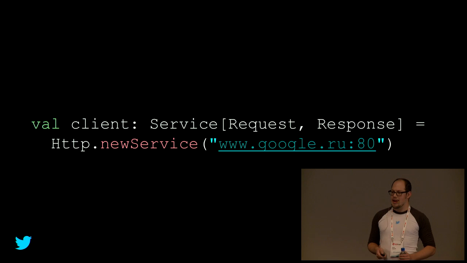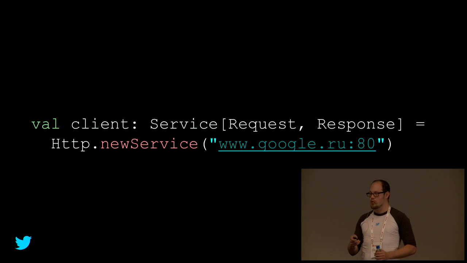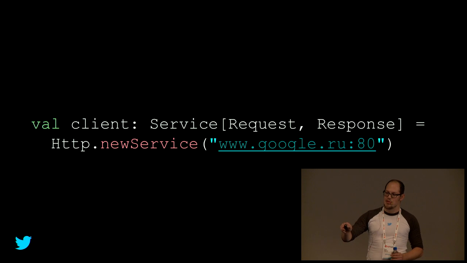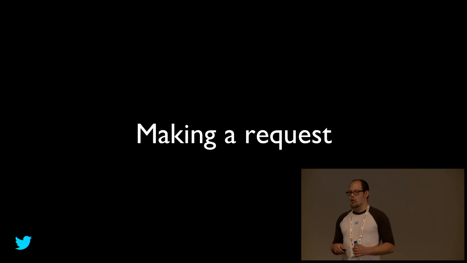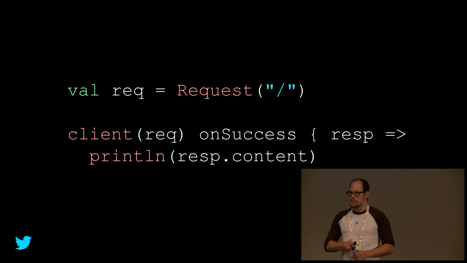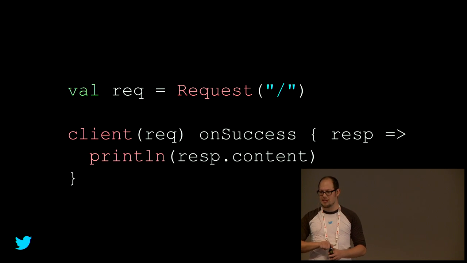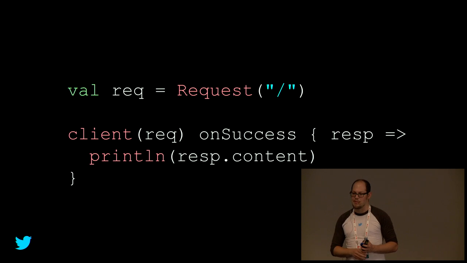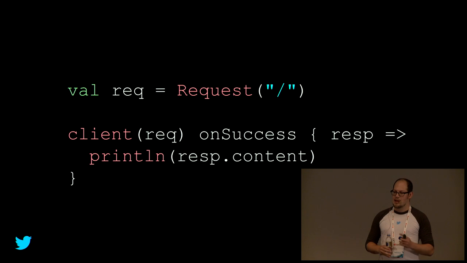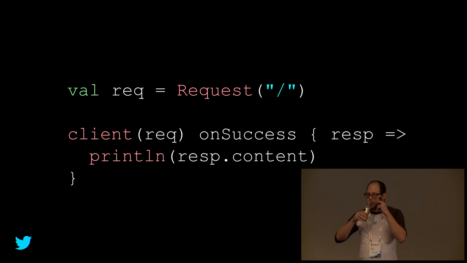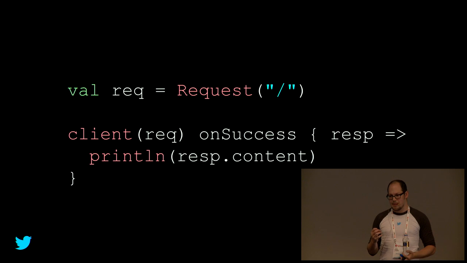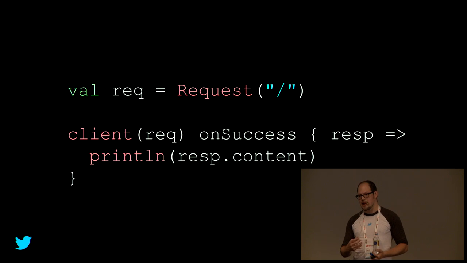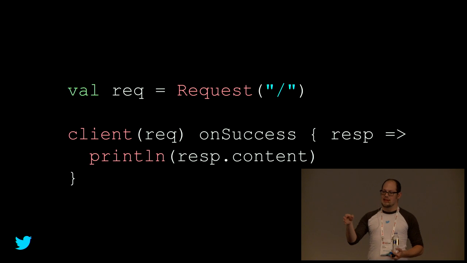So here we're creating a client service for google.com on port 80, or rather google.ru on port 80. And it's a type of service request response, right? So the way we make a request on that is we make a request object for just slash. You could put headers here, any kind of params. We're going to save this off to req. And then we're going to apply this function with the request on the client that we created, and then we're going to say if that succeeds, print it out.